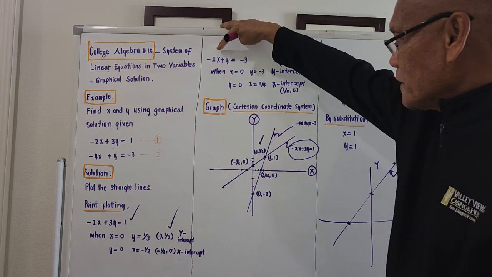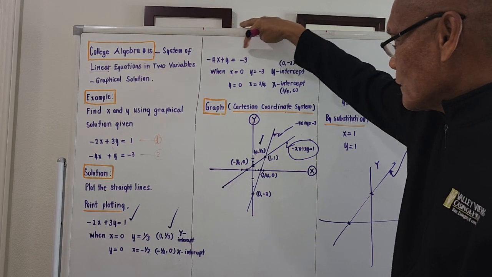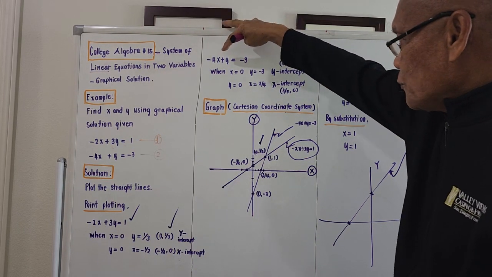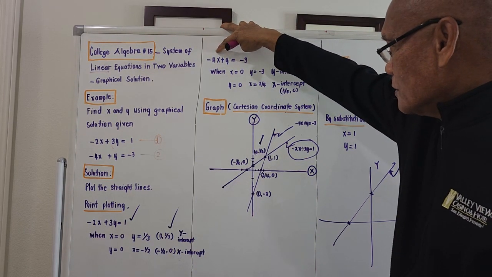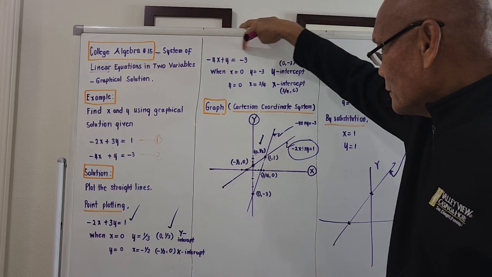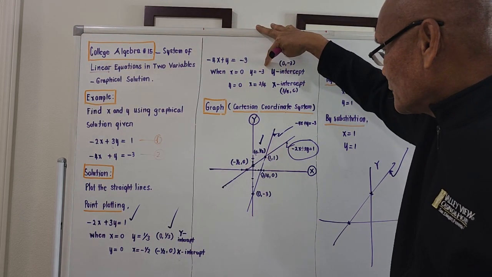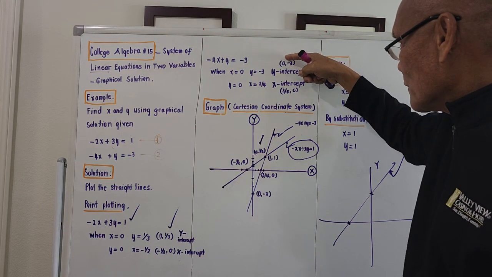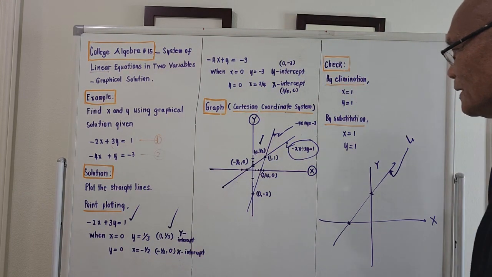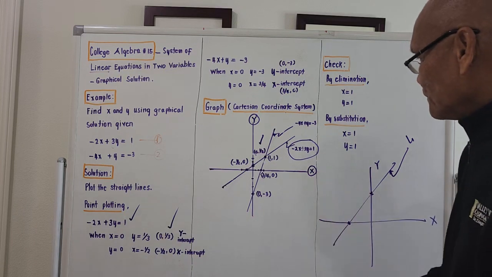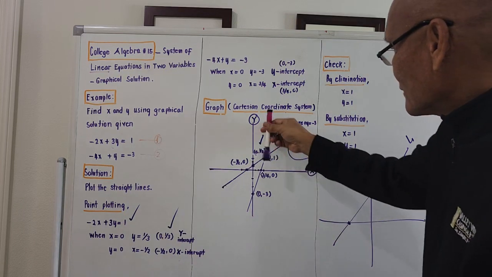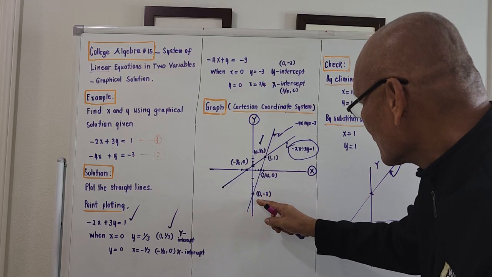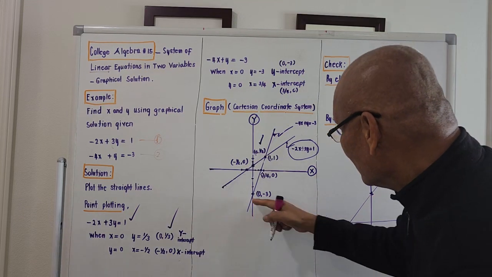The next equation is minus 4x plus y equal to negative 3. If we put x equal to 0 in this equation, y will be negative 3. So the y-intercept is at the location 0 and negative 3. The second straight line crosses the y-axis at the location 0 and negative 3. It is this one here.